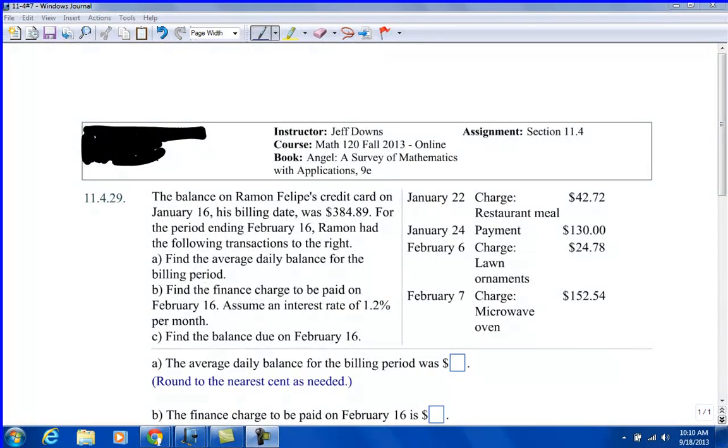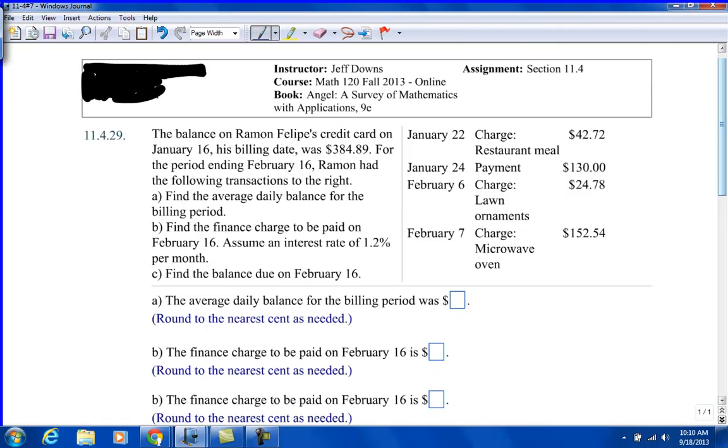Hi everyone, this problem came up in the discussion board, so I wanted to go ahead and work this one and the one that follows it. This is number 7 from 11.4.